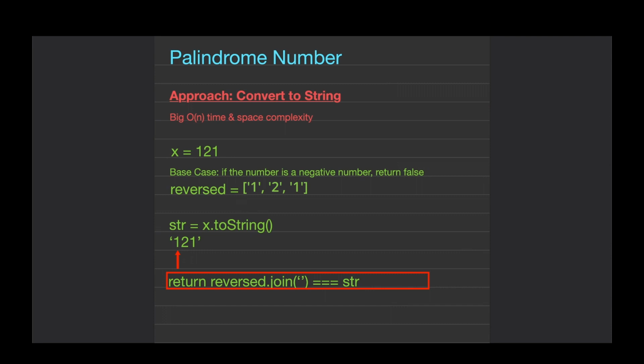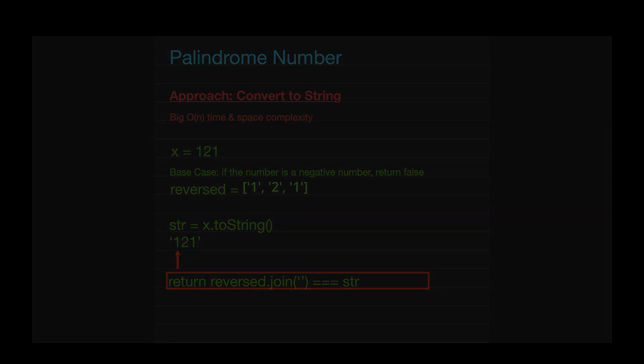Since we're returning false for negative numbers in our base case, you could safely cast the reverse string back to a number and compare it to the original input, but since we're already converting the original input number to a string and storing it in a variable, it's one less operation we have to perform. Let's translate this to code.